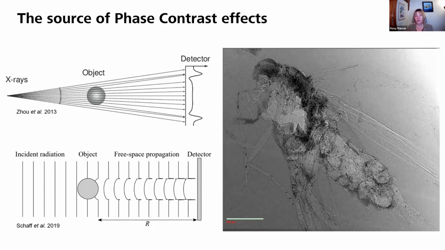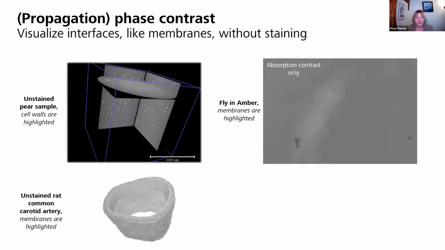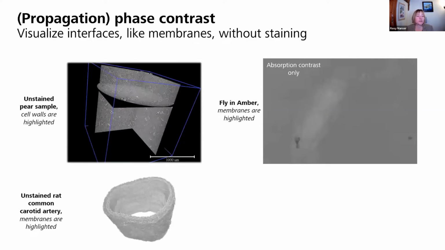There's super exciting stuff happening with phase contrast at the synchrotrons as well. And it's important to be aware that it's not just about generating contrast in terms of density differences. These are a few examples of where phase contrast or propagation phase contrast has been used.